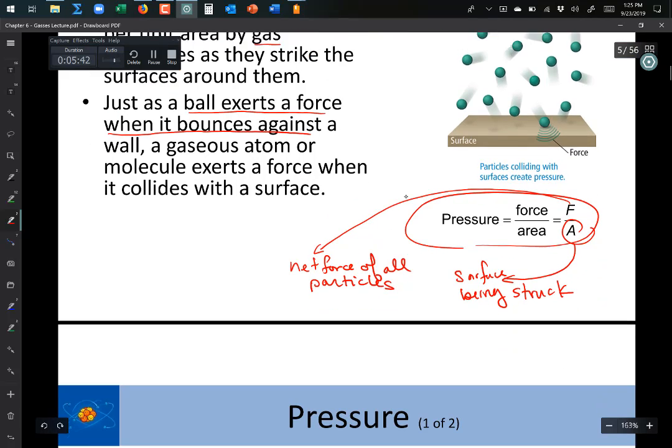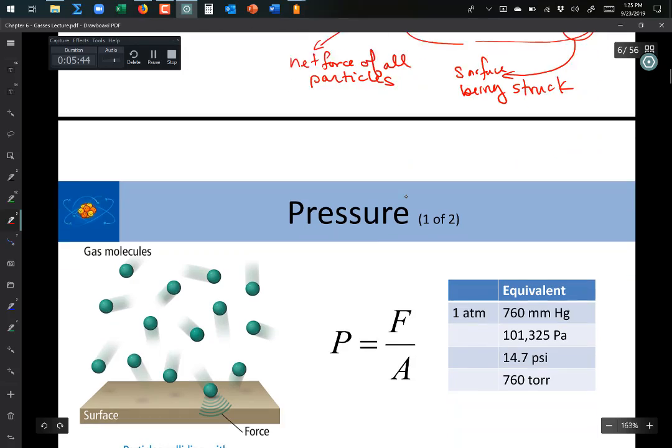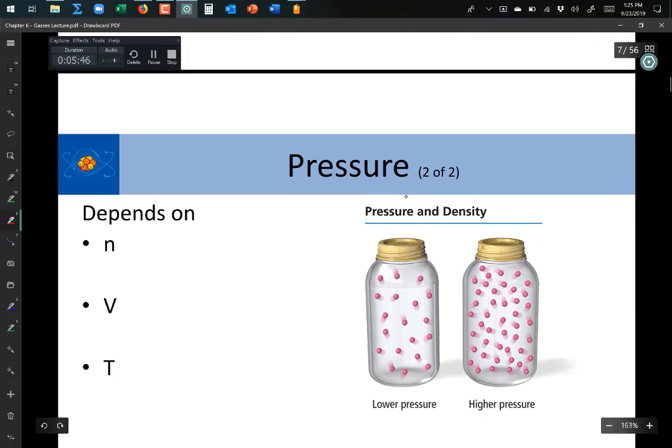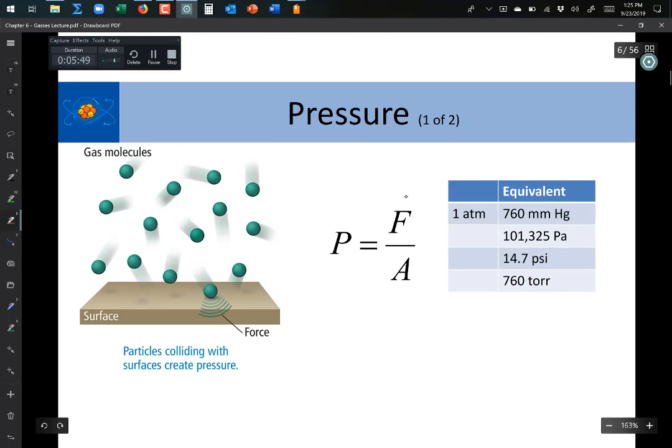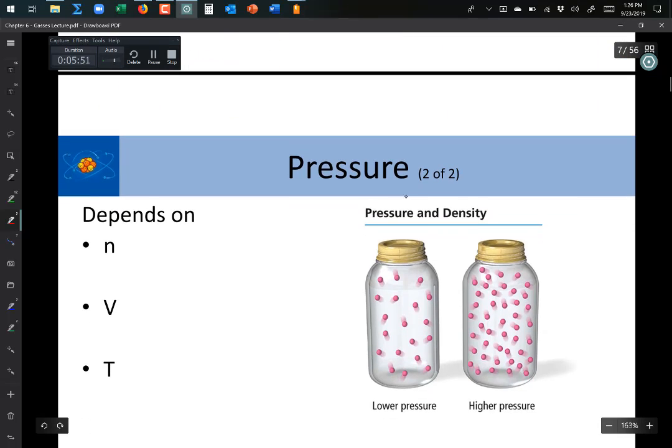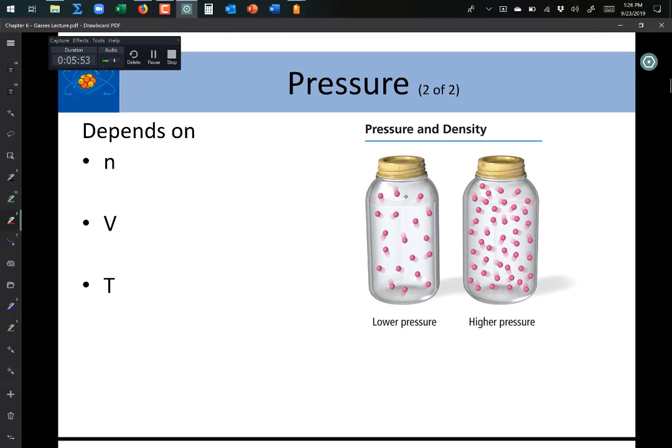So, kind of armed with that, I want to do this next thing first, actually. I thought this slide was second and this one was first. I even looked at it that way when I reviewed it just before class.